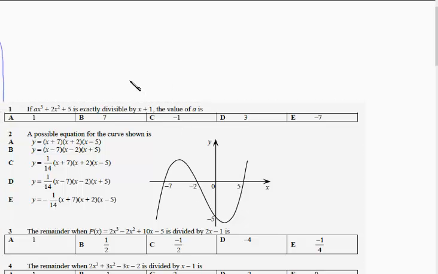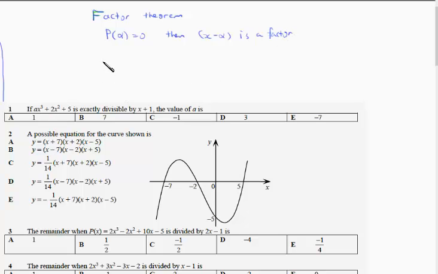Okay, let's have a look. So here's a polynomial, and this is exactly divisible by x plus 1. What is the value of a? So we have to use the factor theorem. Factor theorem says that if you have p of alpha equals 0, then x minus alpha is a factor.